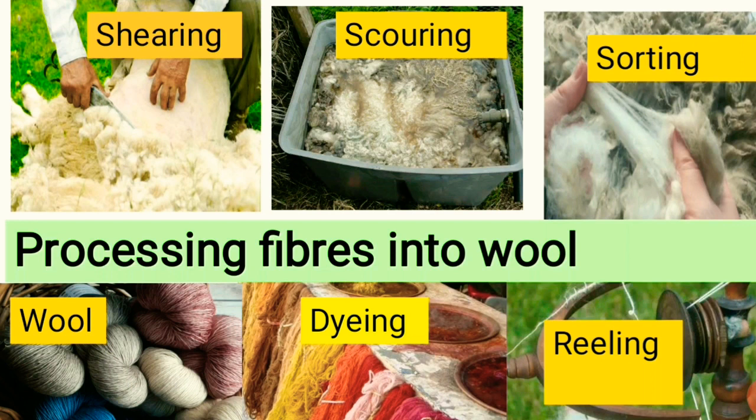Dyeing. After sorting and picking out the burrs, the fibers are dyed in desired colors. Wool yarn is used in knitting sweaters and woolen cloth, that is fabric.